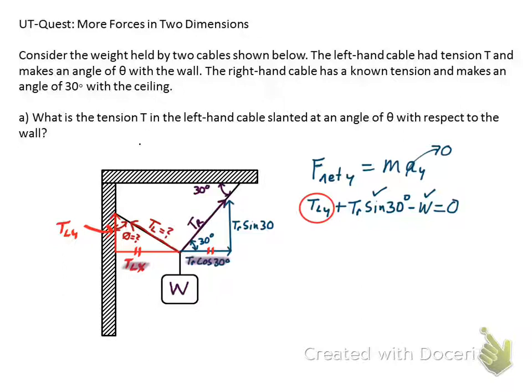Now it's just math. Okay, so I have the vertical and horizontal components of the tension in the left-hand cable. So by Pythagorean, I can find the magnitude of the tension in the left cable. And now I can use trigonometry to solve for the angle theta.